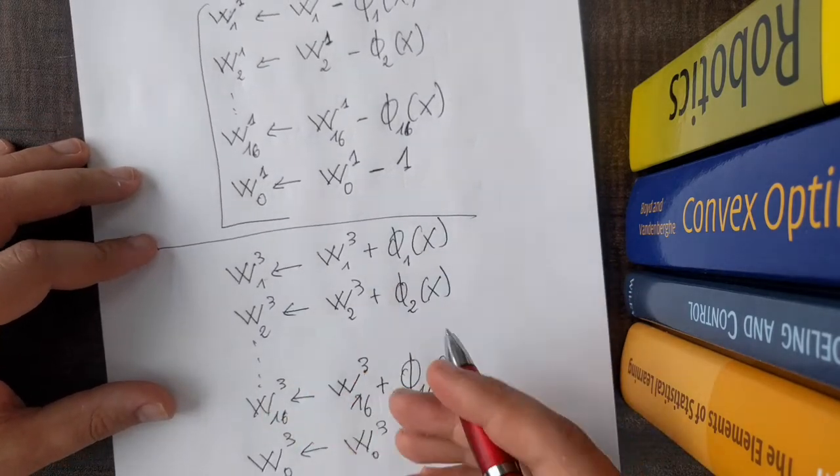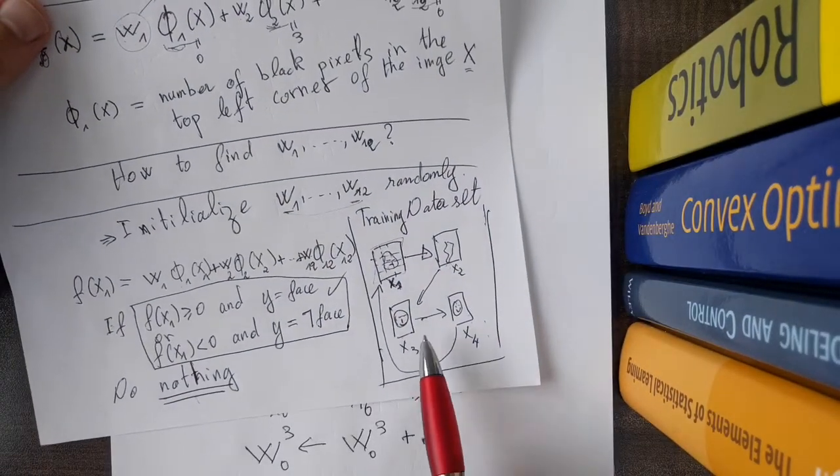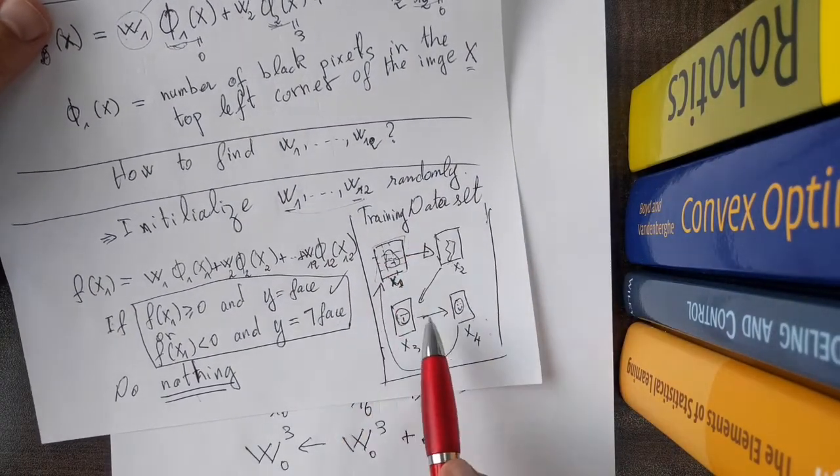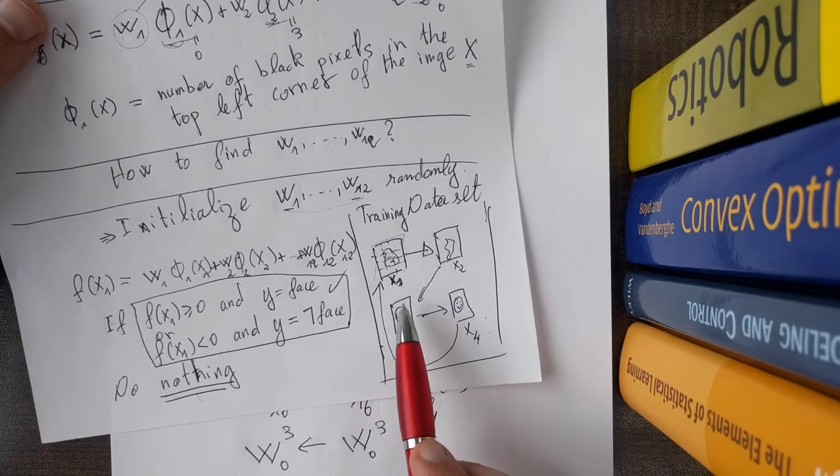You repeat this process over time through all your data until you either hit some time limit or there is not much change happening, and then that's your perceptron.